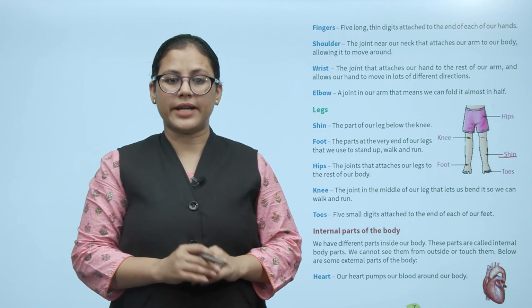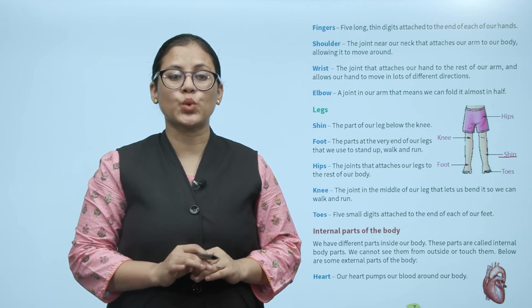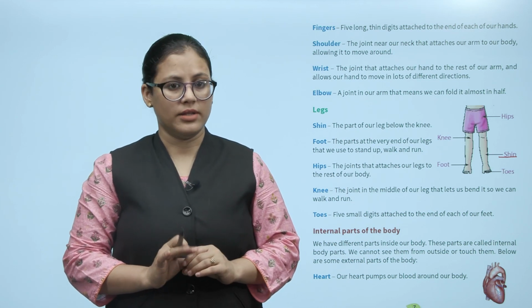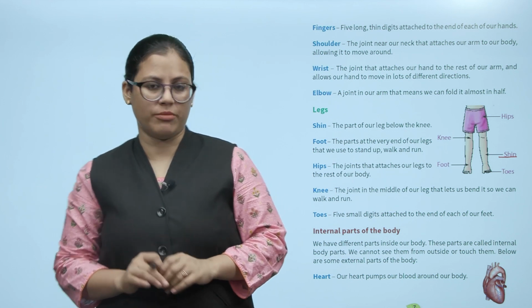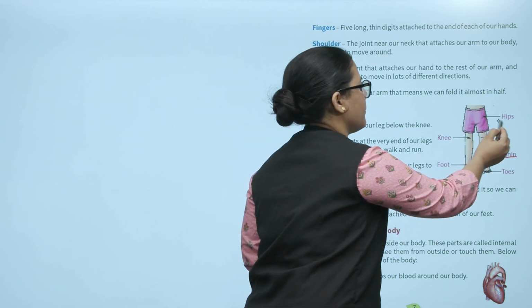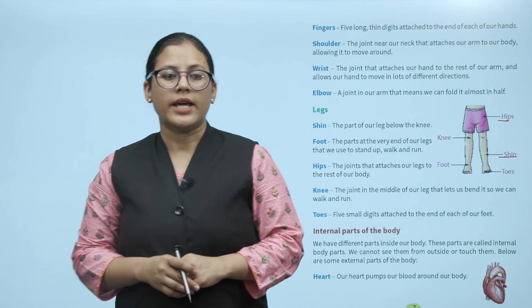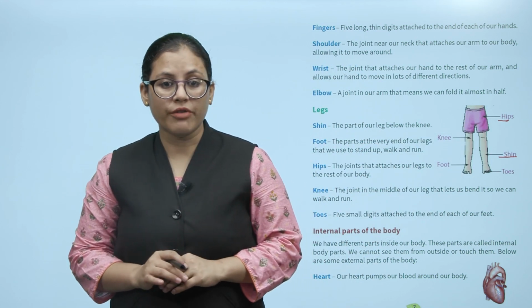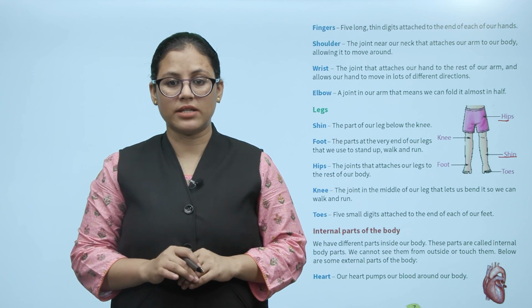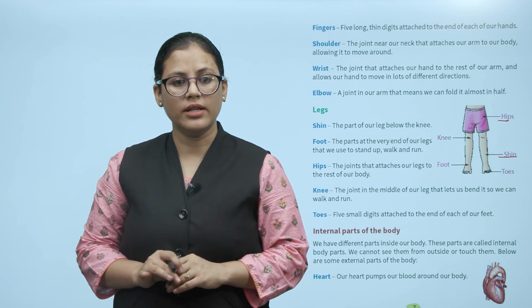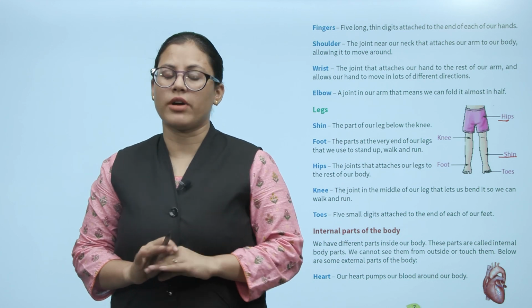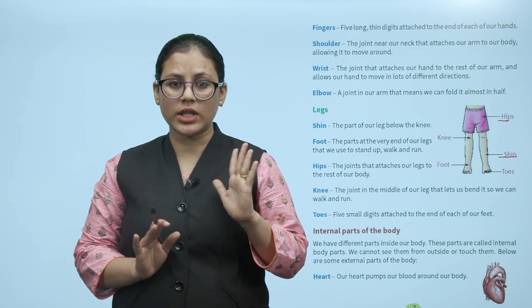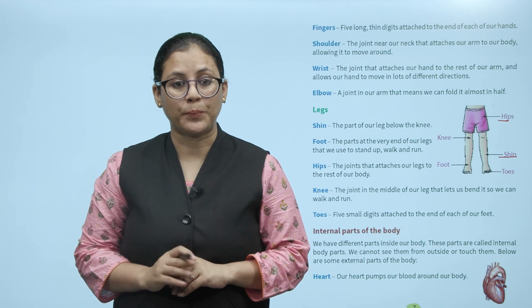Legs, shin, the part of our leg below the knee. Foot, the parts at the very end of our legs that we use to stand up, walk and run. Hips, the joints that attach our legs to the rest of our body. Knee, the joint in the middle of our leg that lets us bend it so we can walk and run. Toes, 5 small digits attached to the end of each of our feet. जैसे हमारी 5 fingers होती हैं, वैसे ही हमारे 5 toes भी होते हैं.